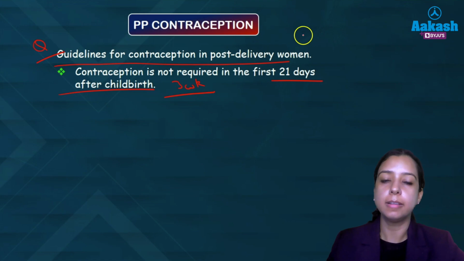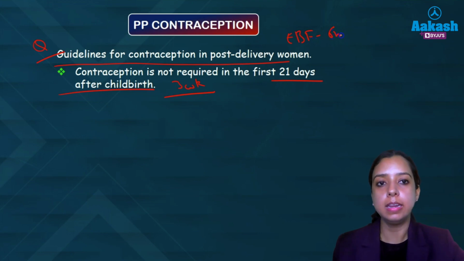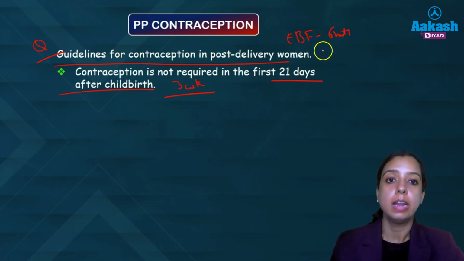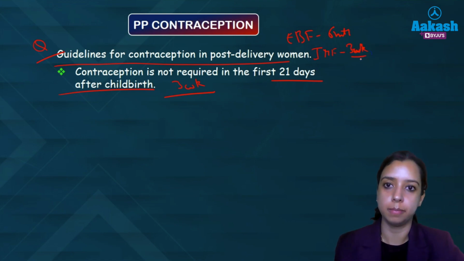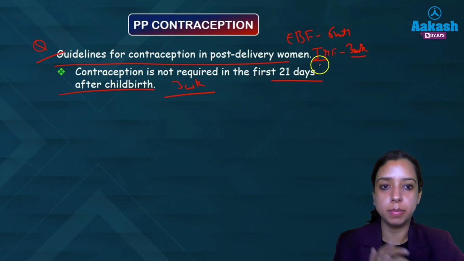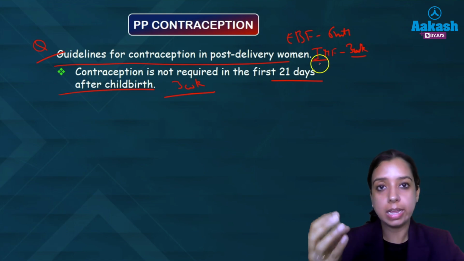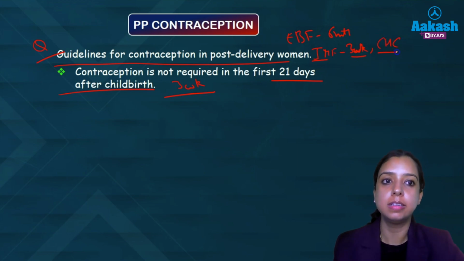After 3 weeks, if she is exclusively breastfeeding, nothing is needed till 6 months. Now, if she is not exclusively breastfeeding, if she is intermittently feeding, then you have to start something after 3 weeks. What can you use? If she is still feeding but not exclusively, you can use progesterone only pills, injectables, IUCDs, anything, but you cannot use CHC because CHC tends to decrease the quality of breast milk. So CHC can be used only after 6 weeks.